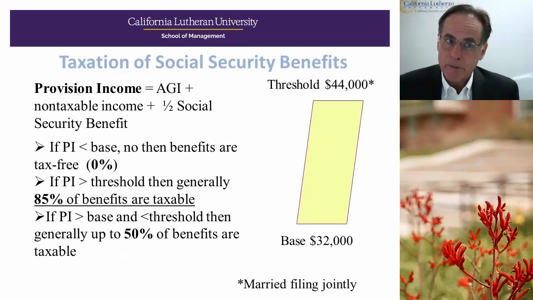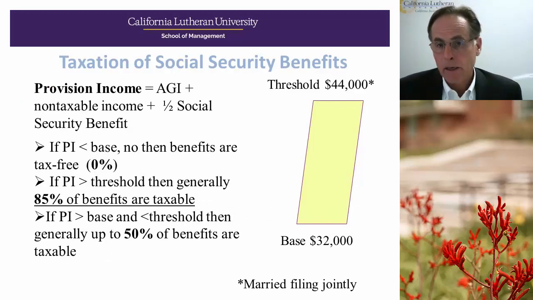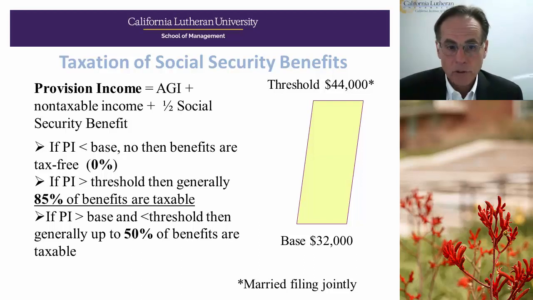So what is this idea of taxation of Social Security benefits? In a nutshell, for many of your financial planning clients who have income, they'll be taxed on about 85% of their benefits, because the threshold, which is right now $44,000 for married filing jointly, anything over 44 and you're going to start being taxed. Below 32, you can see there is none. In between 32,000 and 44, if the PIA base and threshold, then generally up to 50% of the benefits are taxable.